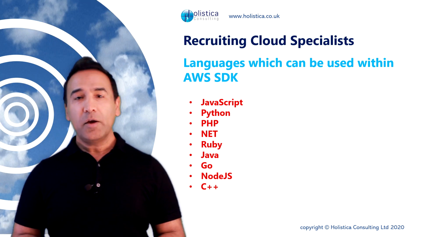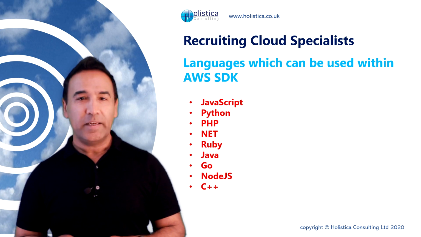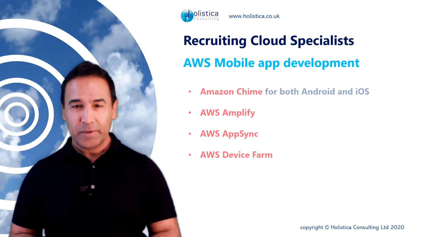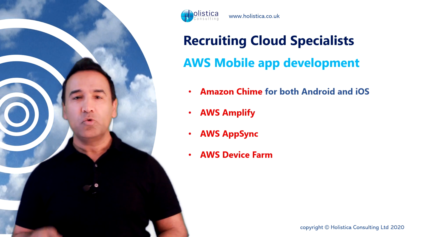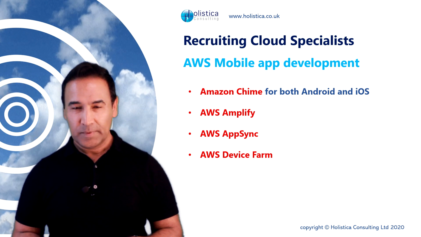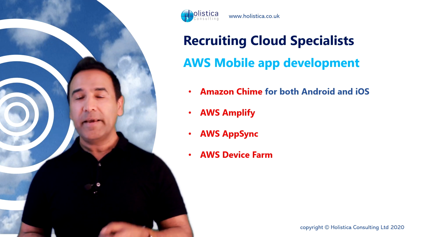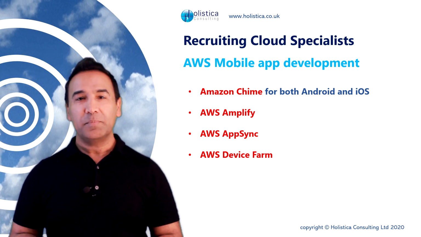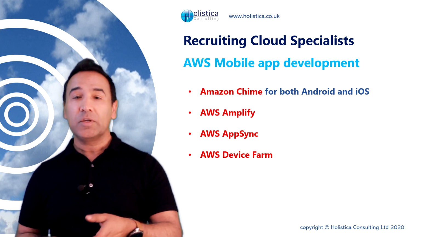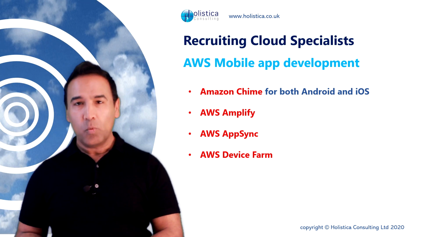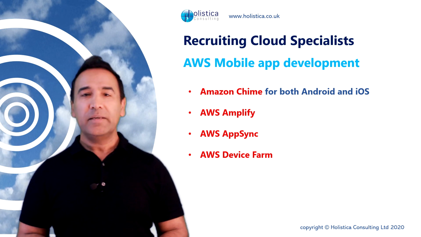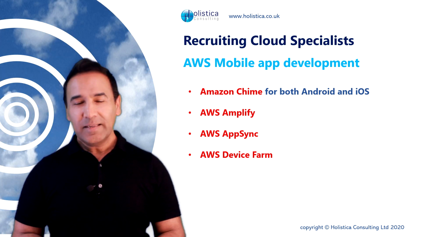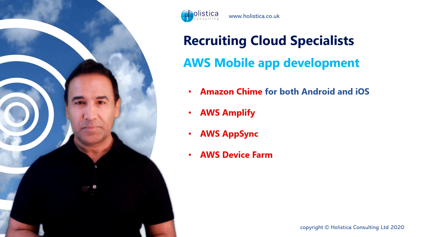Now the following tools are used for mobile app creation within AWS. These are things like Amazon Chime. Now here you can create both Android and iOS apps. Other tools include Amplify, AppSync, and Device Farm. And these can be used for development of Android environments, iOS, React Native, mobile web, Unity, and Xamarin development environments. So that's Amazon. Let's now think about Microsoft-based environments.